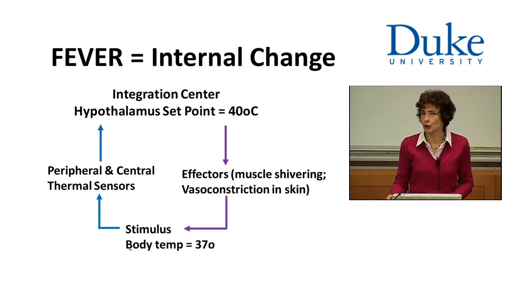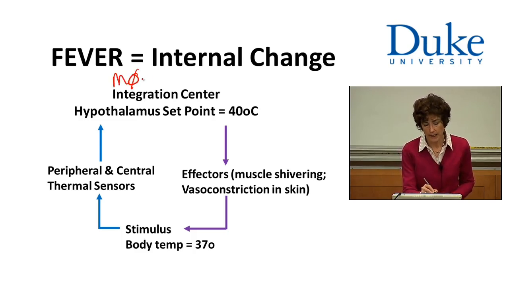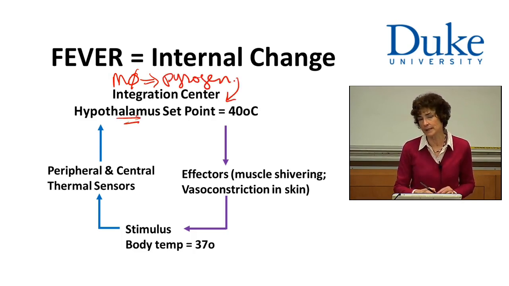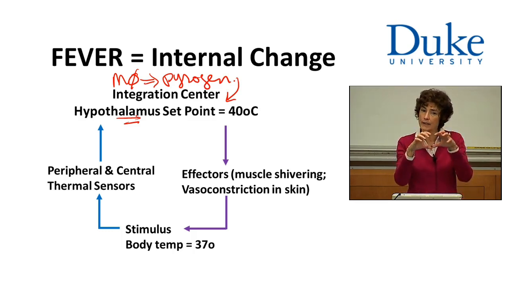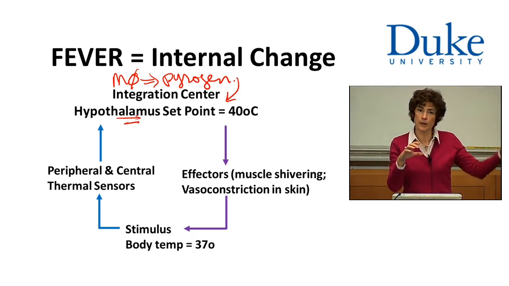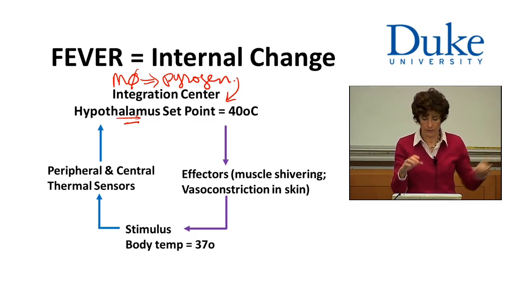But what about internal changes? We can also have an internal change. For instance, you get an infection, and this infection will activate a cell called the macrophage. The macrophage secretes a chemical which is called a pyrogen. And the pyrogen acts on the hypothalamus, the same area of the brain that was active when we were having an input from the thermoreceptors on the skin when we were outside in the cold.